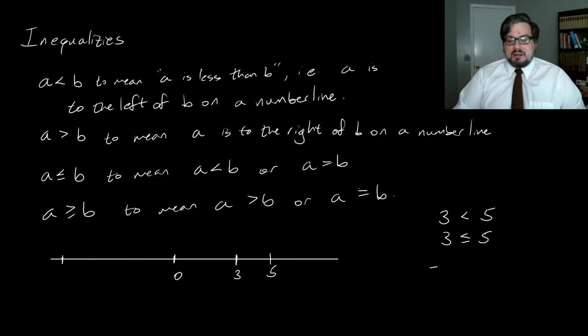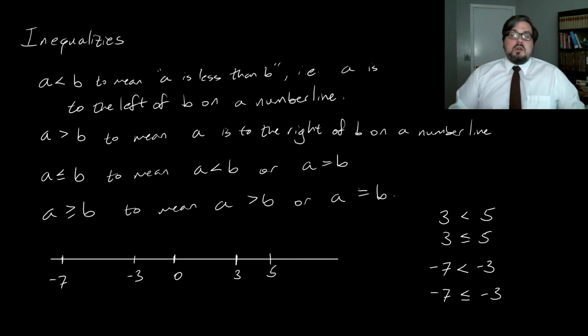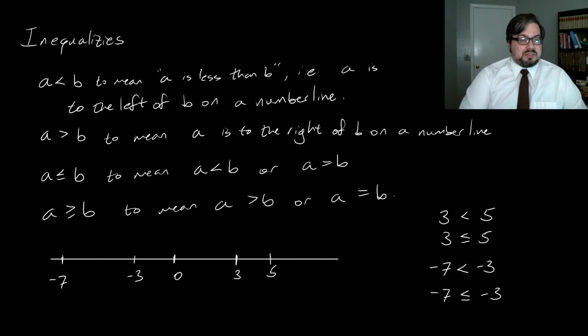Now, if we want to compare -7 and -3, let's look at these two points on the number line. And we can see that -7 is to the left of -3. That means that -7 is less than -3. Also, we'll say that -7 is less than or equal to -3. Whether we want the strict less than or the weak less than or equal to depends on the context and depends on the kind of problem that we're working with.